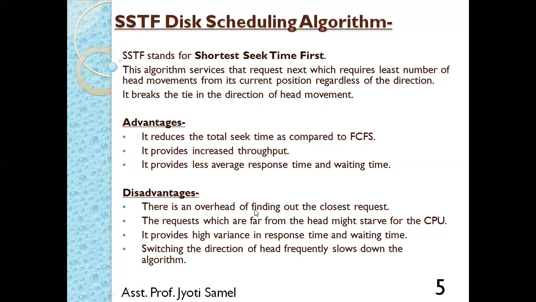Disadvantage: there is an overhead of finding out the closest request. The requests which are far from the head might starve. So it is creating starvation. It provides a high variance, that is left to right, right to left, etc., in response time and waiting time. Switching the direction of the head frequently will slow down the algorithm.